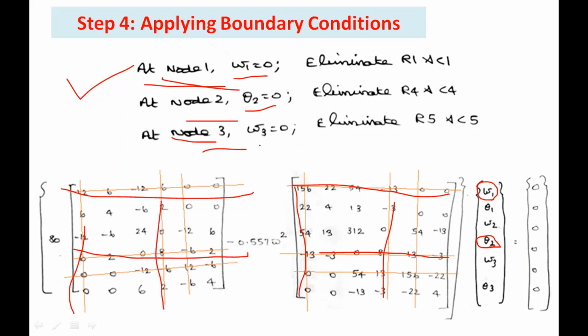Then at node 3, we have W3 is 0. So what is W3? This is the W3 degree of freedom. The corresponding row is row 5, and column 5 we can eliminate. So after eliminating the 3 rows and 3 columns, we will get a 3 by 3 matrix. The remaining 3 by 3 matrix can be solved for getting the 3 natural frequencies. How to solve this 3 by 3 matrix? We will see in the next step.